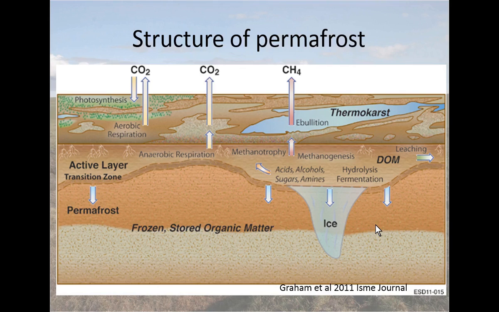So that's a lot. And the structure of permafrost is like this, that there is the permafrost, which is the frozen soil, underneath the so-called active layer. And this active layer is a layer that goes through the annual freeze-thaw cycle.